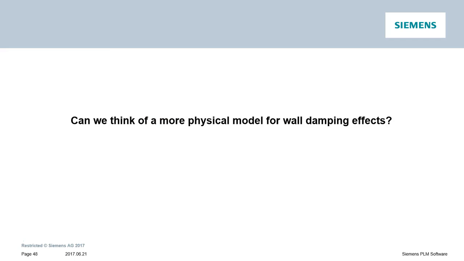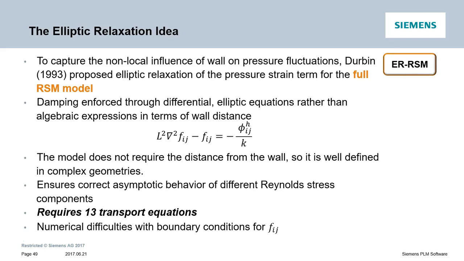Now, rather than using these ad hoc damping functions, can we come up with a better or more physical way of resolving near wall effects? In this case, Durbin said, yes, we can. Recognizing that the envisaged wall blocking effect on pressure fluctuations is non-local and is felt further away from the wall, Durbin proposed elliptic relaxation of the pressure strain term for the full RSM model.